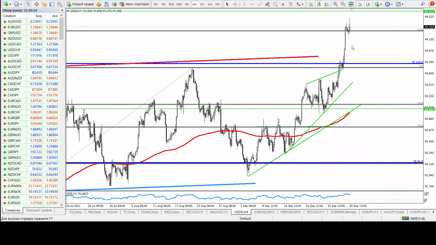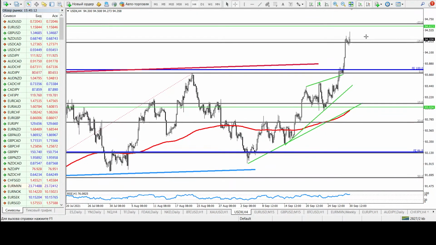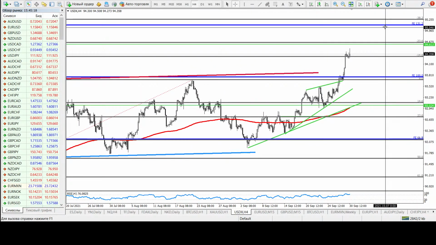So right now you can see American dollar index and current price is 94.36. What is the technical situation? Now we have a target around 94.66. After that, your target is around 95.11, 95.27.